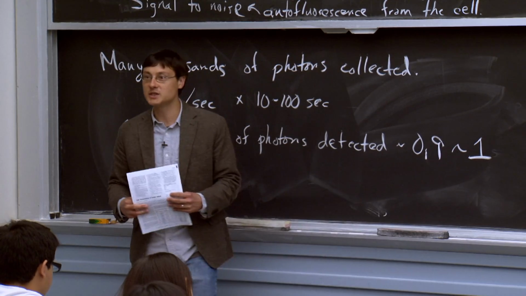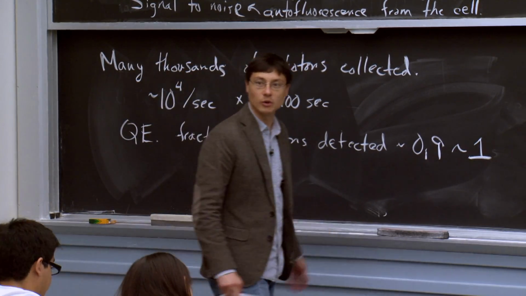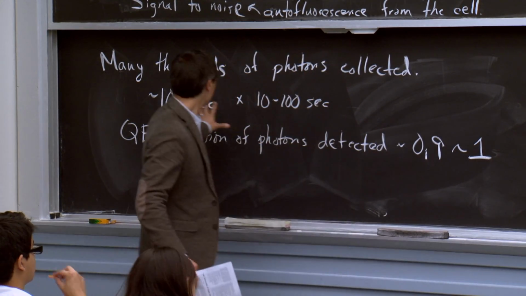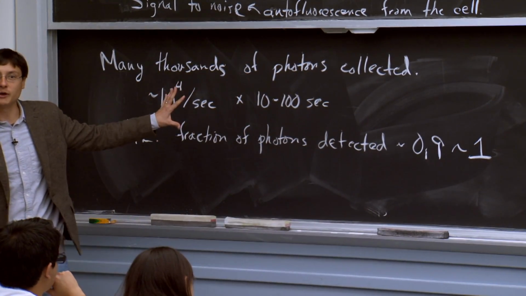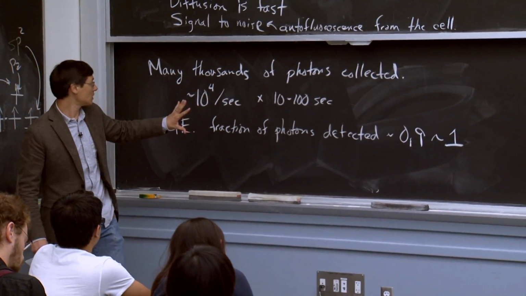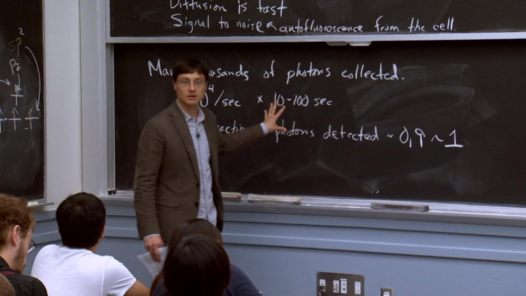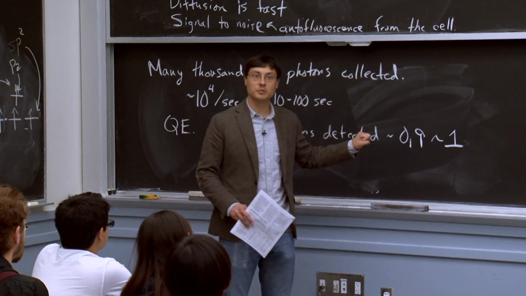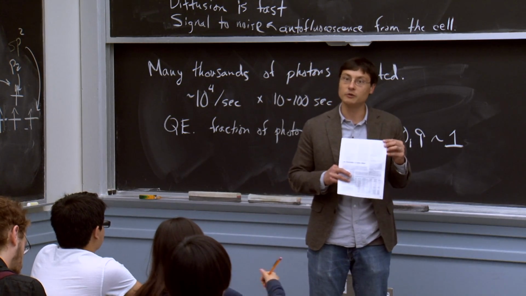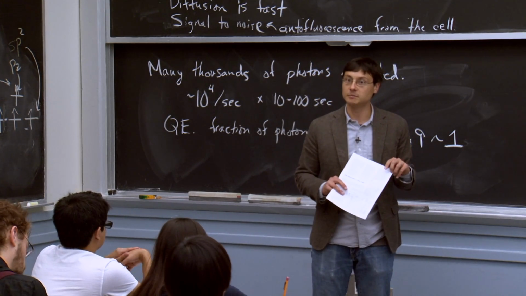Which is, for our purposes, basically 1. Which means that you can actually detect a majority of the photons that are hitting your camera. So from that standpoint, the number of photons is not actually the problem here. You can collect many thousands of photons. So the problem is really detecting that signal over the background signal, over the autofluorescence of the cell.